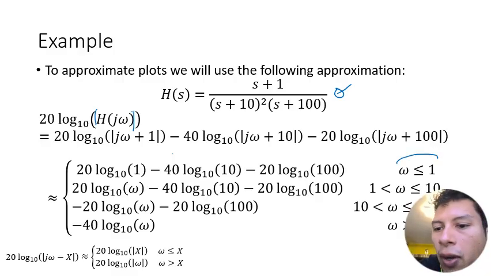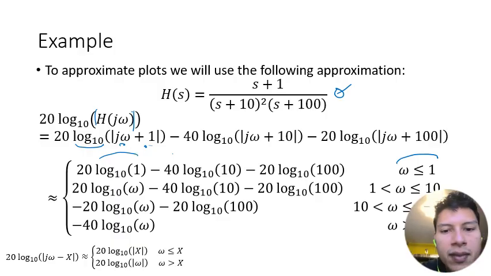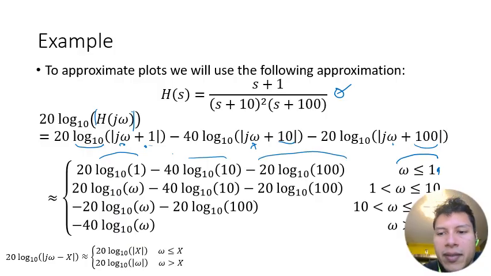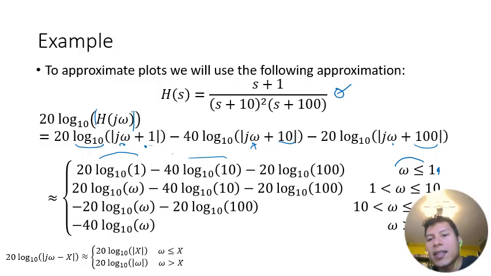So first, we're going to look at what happens when omega is less than 1. Well, if omega is less than 1, remember, we're going to pick the bigger one of the two arguments. So we're just going to approximate this as 20 log base 10 of 1. And then here we pick the biggest one of the two, which is the 10, because remember, omega is less than 1. So we get 20 log base 10 of 10. And then again, we're going to pick the 100 because 100 is greater than 1. So minus 20 log base 10 of 100. So this is the approximation we're going to use whenever omega is less than 1.